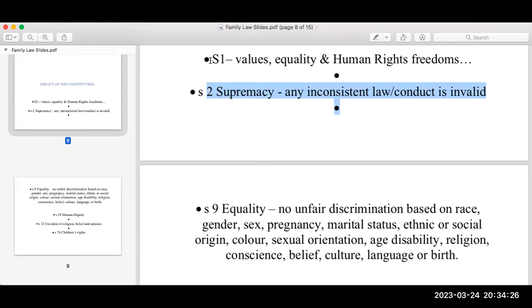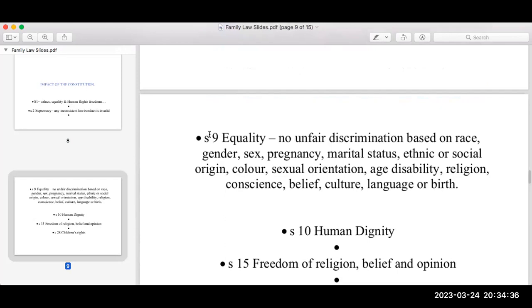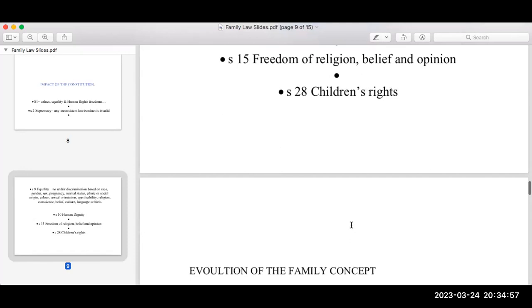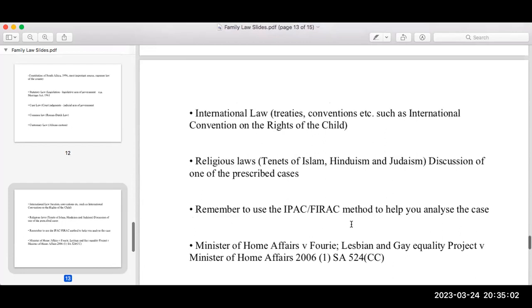So they applied Section 2. If you read the case, you will see that Section 1 was also applied. The values, equality, human rights, and freedoms, it was all applied in that particular case. Section 9, unfair discrimination based on gender, sex, you know, sexual orientation. In this particular case, it was based on sexual orientation. So that was applied. So that is the application on that particular case. That's what the courts applied.